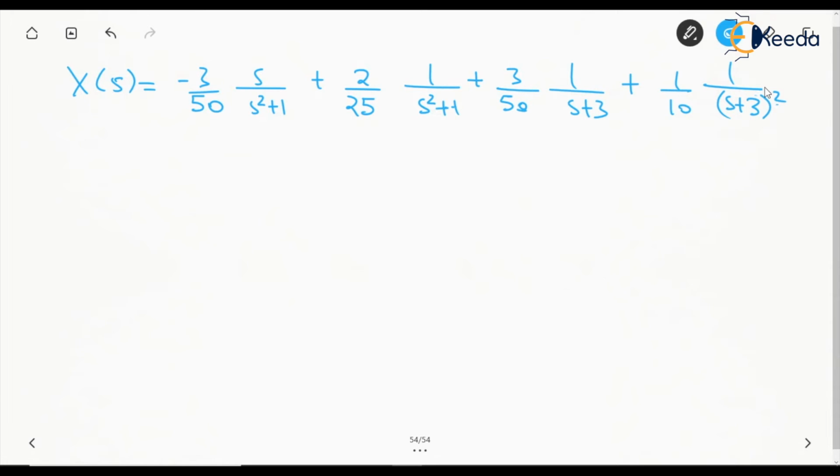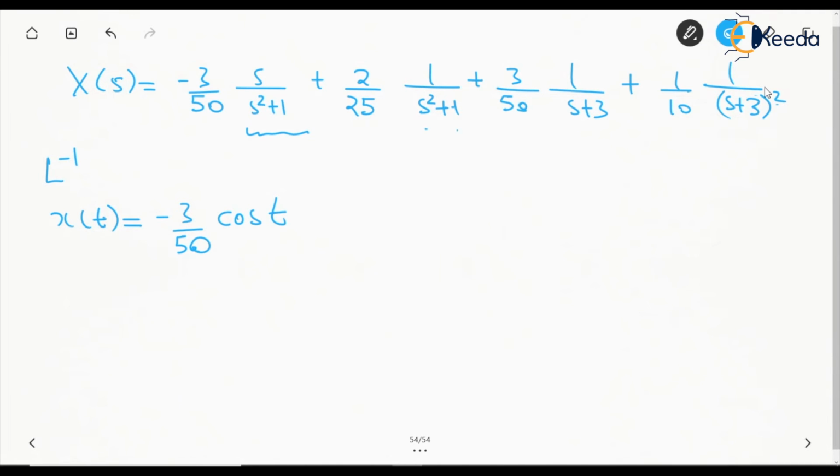Now we can apply the Laplace inverse to find the values. So it is x t is equal to, the first term is s by s square plus 1. This is going to be the cos omega t function. So we will get minus 3 by 50 cos t, because omega is equal to 1 here.